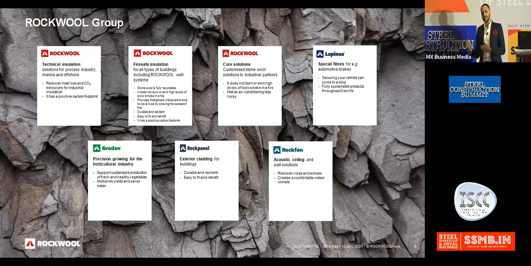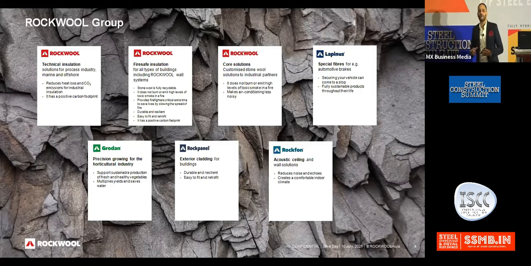Moving next, these are the businesses that we have globally. First is Rockwool technical insulation. We manufacture insulation for the process industry, wherever you have equipment like process plants, equipment insulation, pipework, boilers, and furnaces. That falls under Rockwool technical insulation.